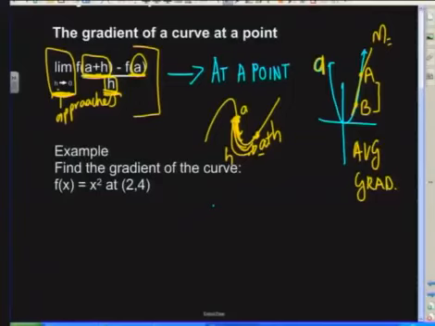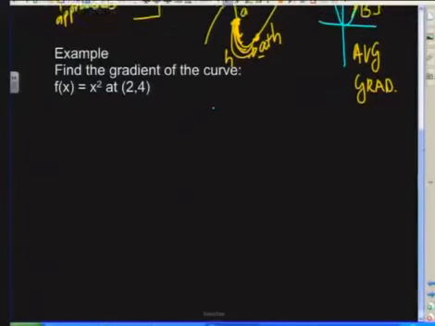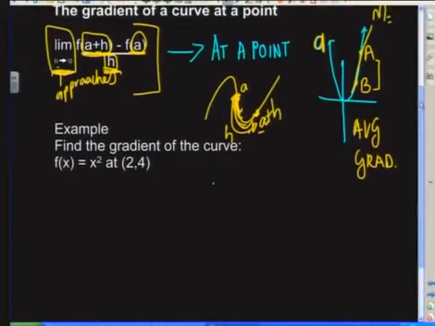All right, so that's the formula we're using for now. There's no f dash x or anything. All they say is find the gradient of the curve of f of x equals x squared at the point 2, 4.